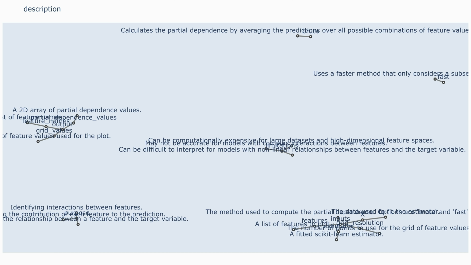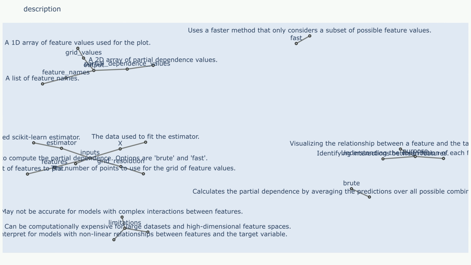Understanding scikit-learn's partial dependence plots (PDP). Partial dependence plots (PDPs) are a powerful tool for understanding the relationship between a target variable and one or more features in a machine learning model. They help visualize the marginal effect of a feature on the predicted outcome, holding all other features constant. This is crucial for understanding the model's behavior and identifying potential biases or nonlinear relationships.